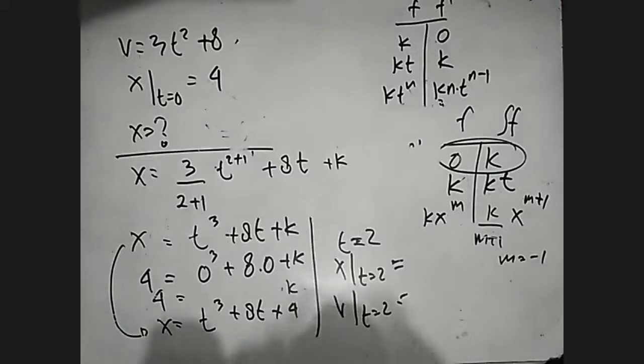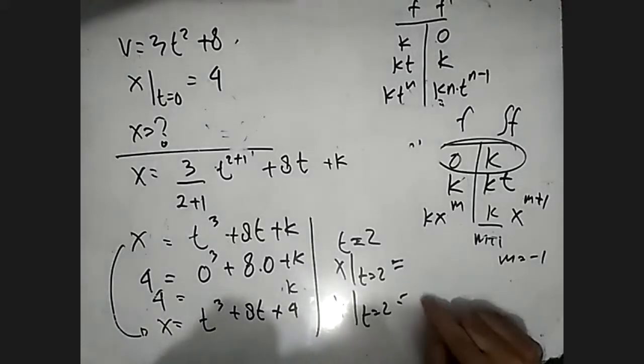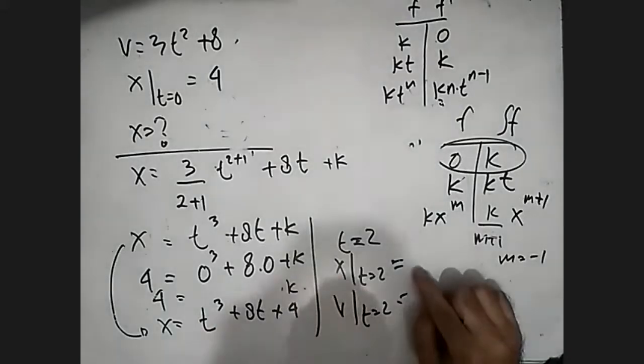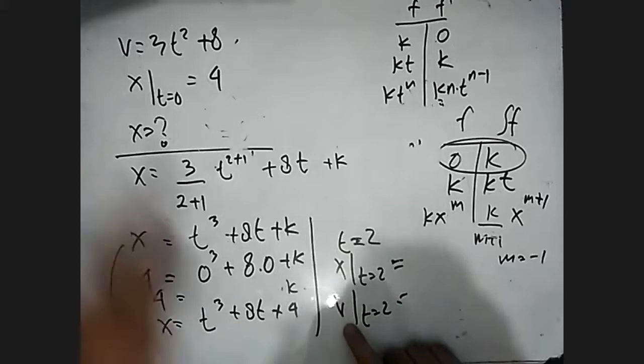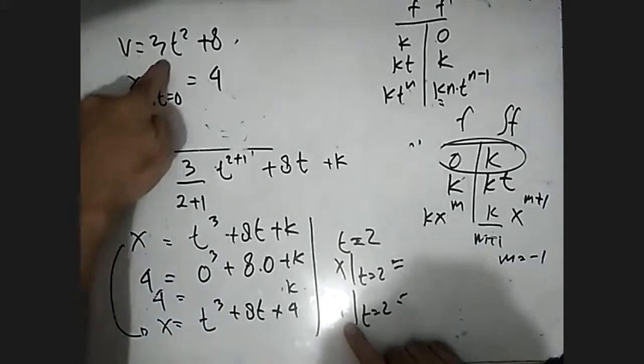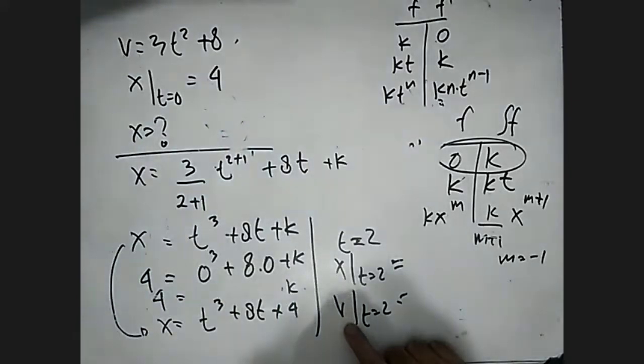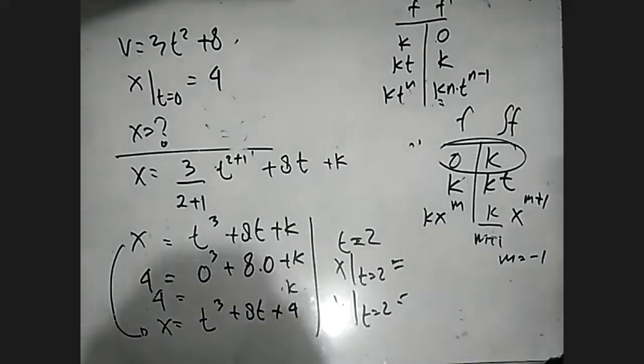Any question for this? For the second part here, I don't do it because I believe it's easy for you. Just put here. That's going to be put 2 cube plus 8 times 2 plus 4. And when v, use this one here. 3 times 2 square plus 8. Okay, that is our first example. Okay, I'm going to erase this, yeah?